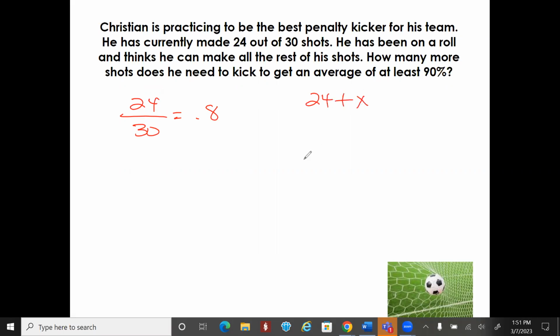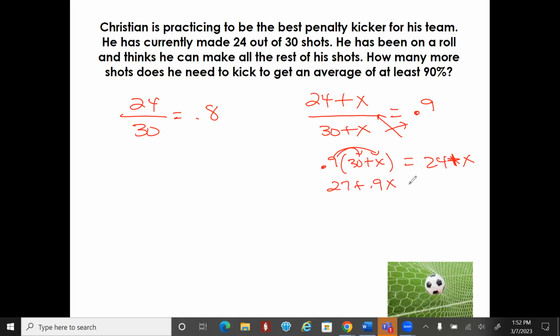He's going to add more kicks to it. We're going to divide it by 30 plus x because he's adding more kicks to it, right? And we're going to set it equal to 0.9. Now we can cross multiply, right? Okay, so we're going to cross multiply. That's going to give us 0.9 times 30 plus x equals 24 plus x. We're going to distribute. And so that's going to give me 27 plus 0.9x equals 24 plus x.